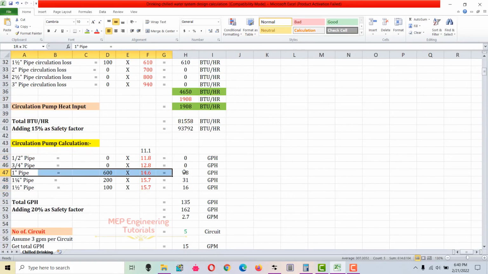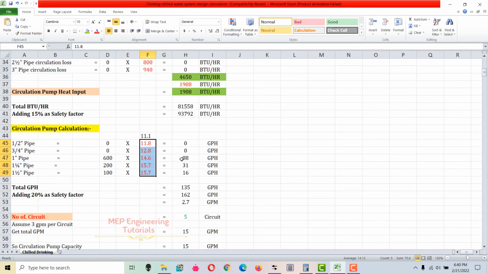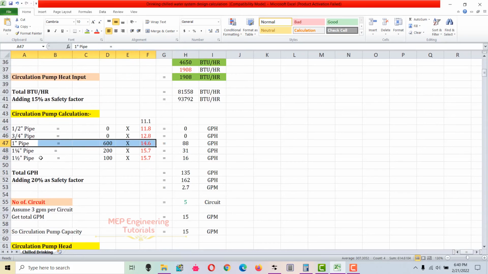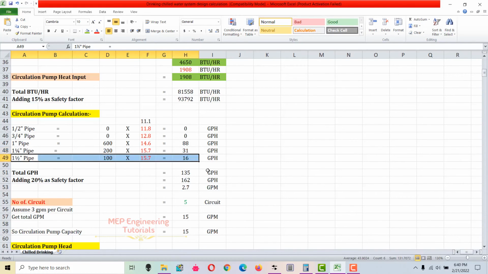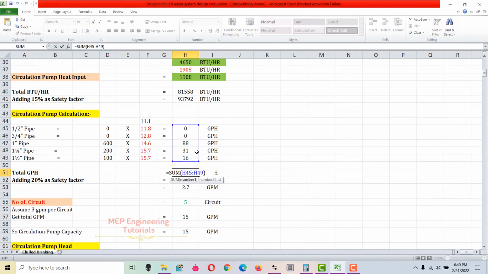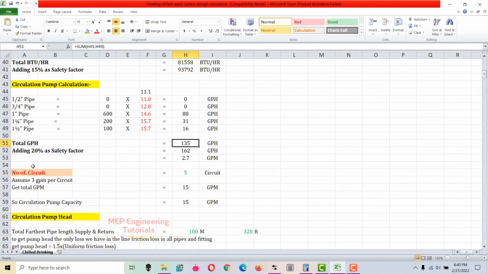So again you need to multiply this 600 with 14.6 and divide by 100, because this value is in per 100 foot of the pipe. So we'll get the value of 88 gallons per hour for 1 inch pipe. Same way you have to write for 1/4 and 1.5 inch pipe, and you get the total gallons per hour, that is the sum of all of the above. So it is 135 gallons per hour.